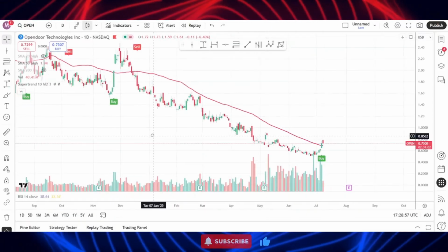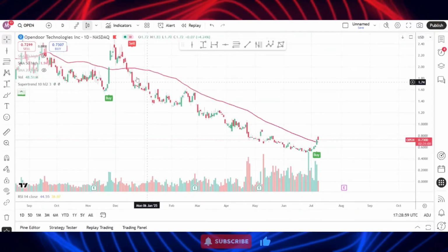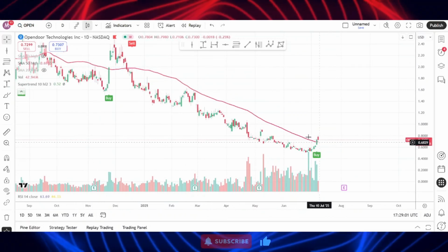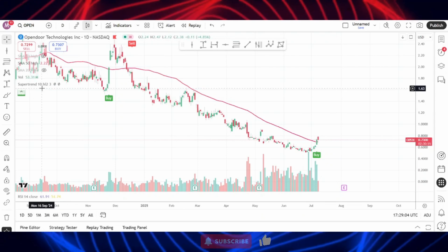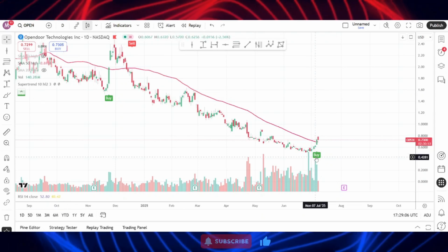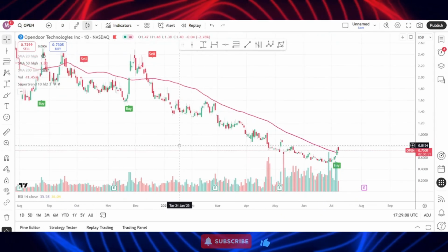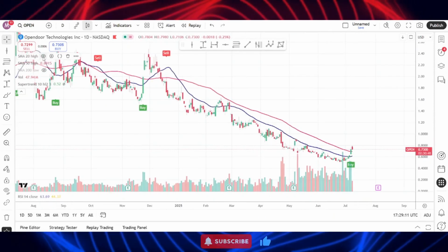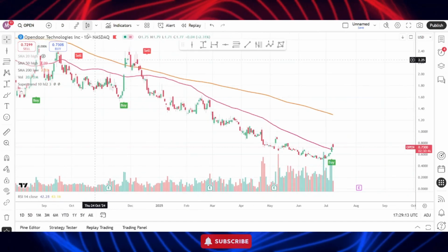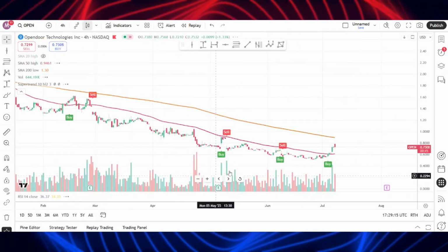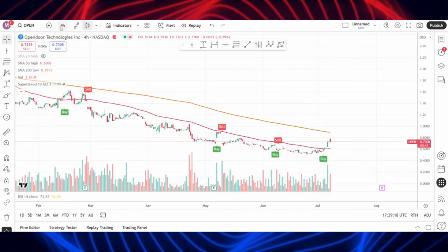So if we go take a look at the daily first, you see that it just crossed above the 50-day moving average. And I like to use this indicator called Super Trend, and it just printed a buy signal on the Super Trend. So if we turn on the 200-day moving average, and then I'll show you what the 4-hour chart looks like, and then the 45.